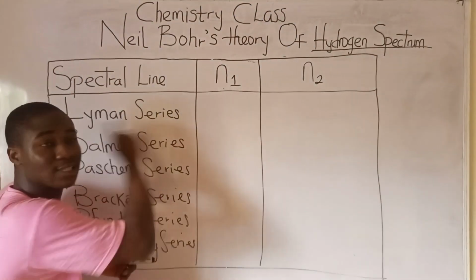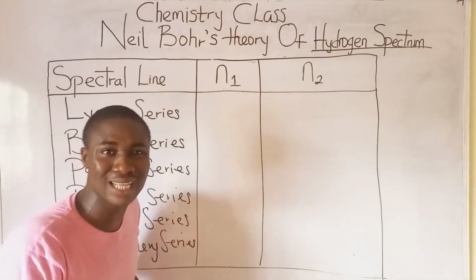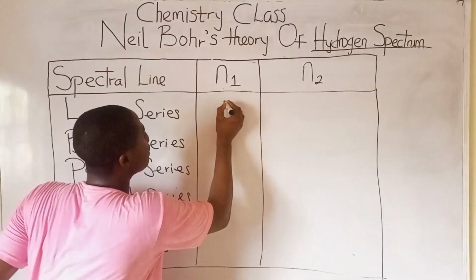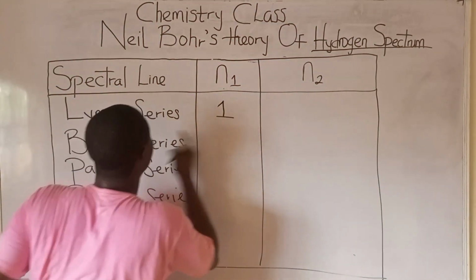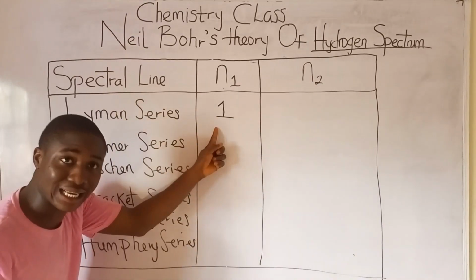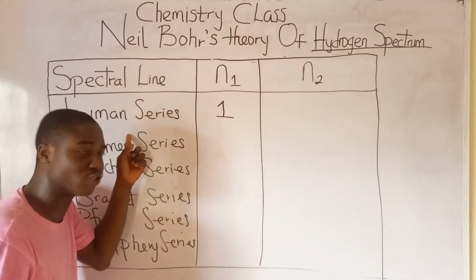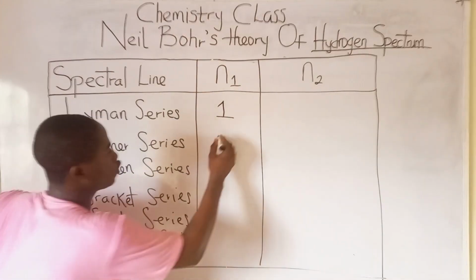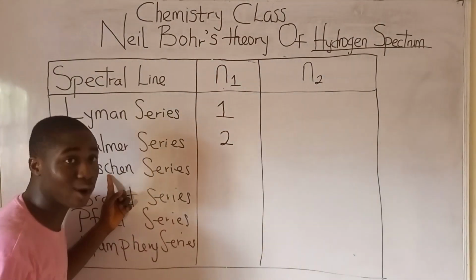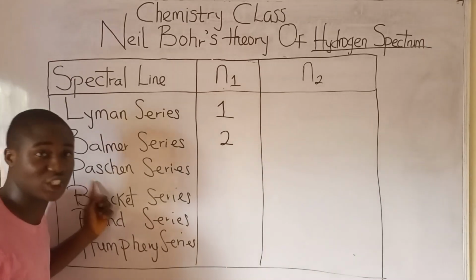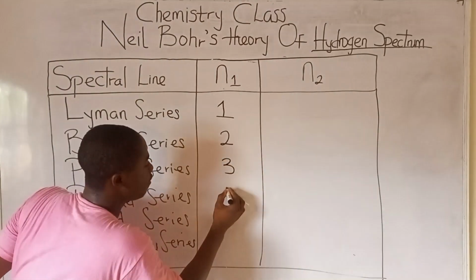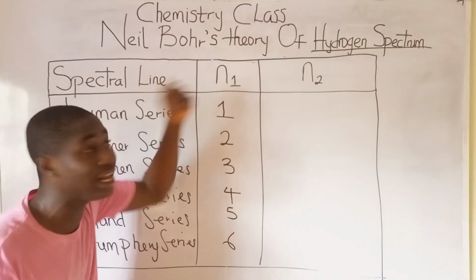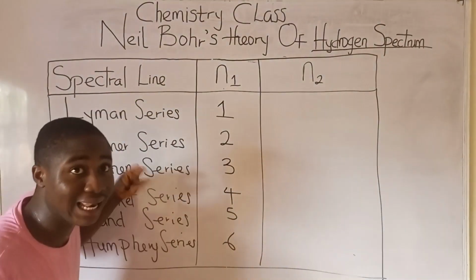What's the first spectral line here? It is the Lyman series. So what becomes the N1 value for the Lyman series? It is 1, because it is the first spectral line. What's the second spectral line? The Balmer series. So here becomes 2. What's the third spectral line? It is the Paschen series. So it becomes 3, 4, 5, and 6. So you can see all the values for the spectral lines.